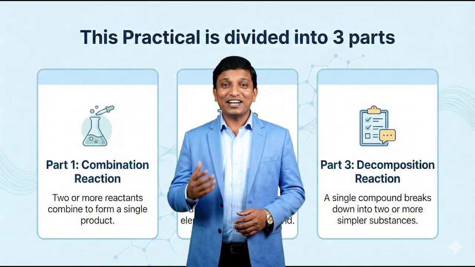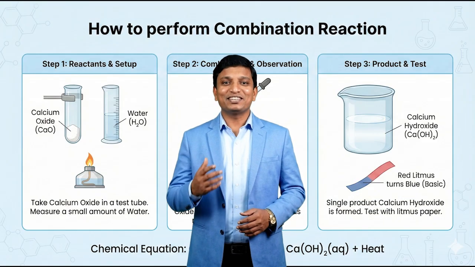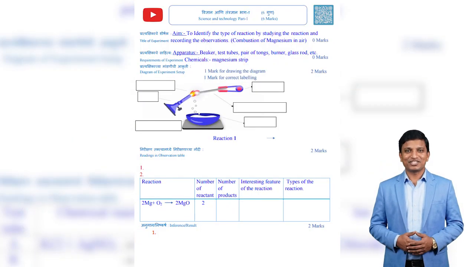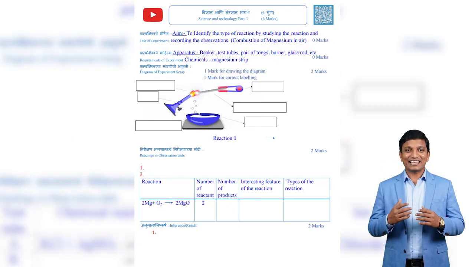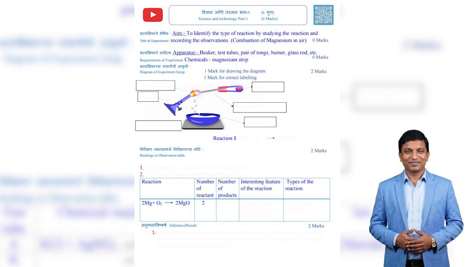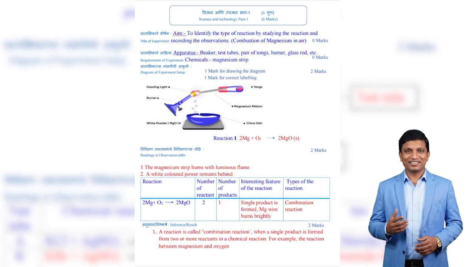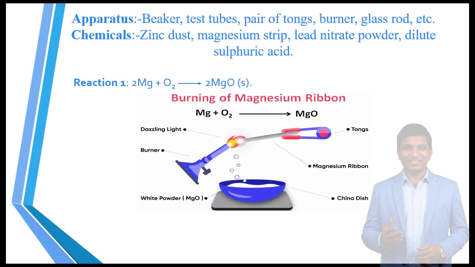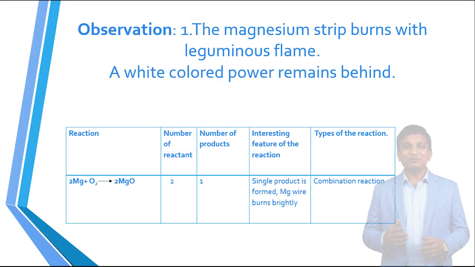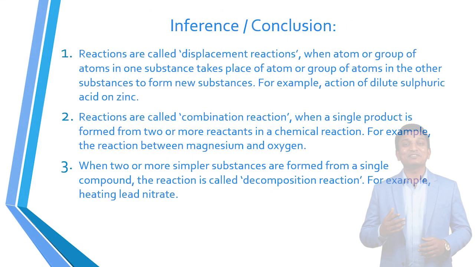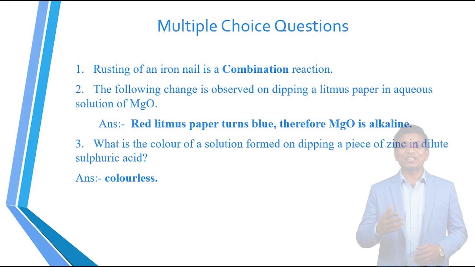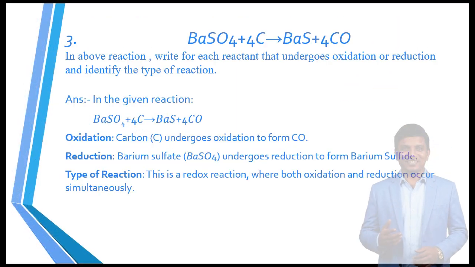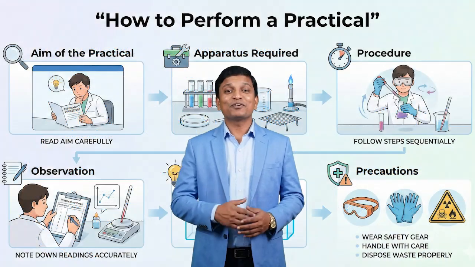This practical is divided into three parts. How to perform combination reaction. You will get the practical sheet in the board examination exactly like this as shown here. Your task is to write the answers given in the answer sheet neatly on your board answer paper. Aim of the experiment. List of the apparatus in experiment. List of chemicals in experiment. Observation table with solution. Inference of the experiment. Solution of the multiple choice questions. Solution of the exercise. How to perform the practical.